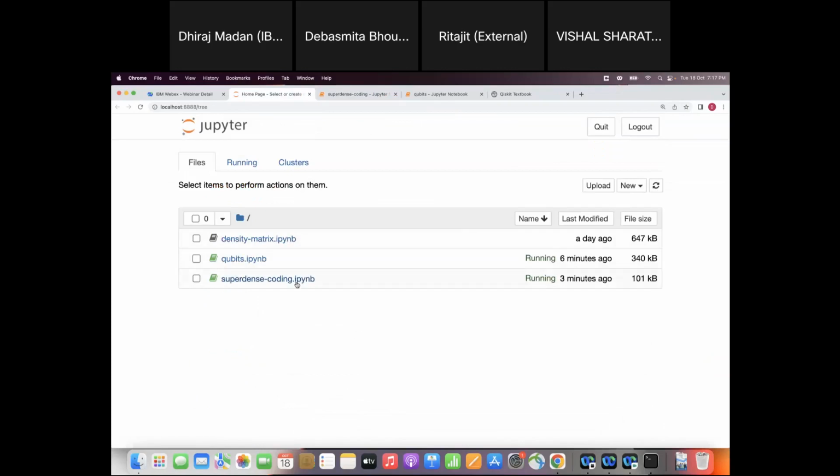If there are any questions about this implementation of superdense coding, let me know before I move on to density matrix. No, there are no more questions yet. Okay.